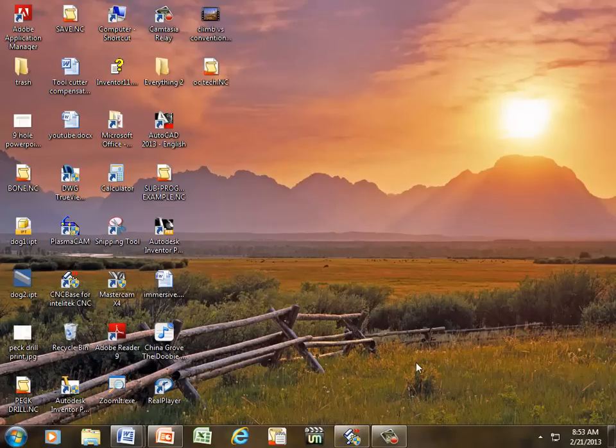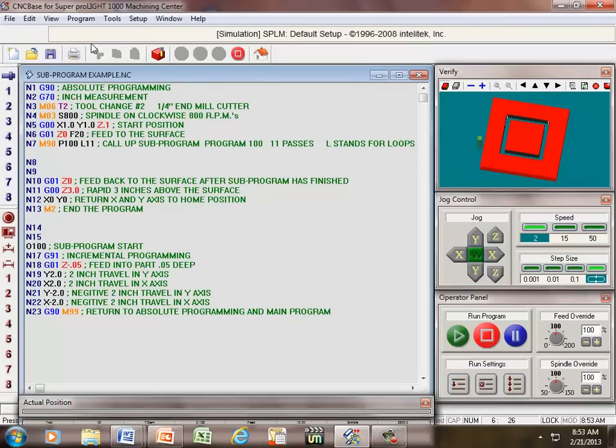Okay, here's an example on subprogramming. We're in CNC base. The first line we have is absolute programming. Then we're going to inch measurement. We're doing this the same way we normally do. We pick a tool number two, which happens to be a quarter inch mill cutter.